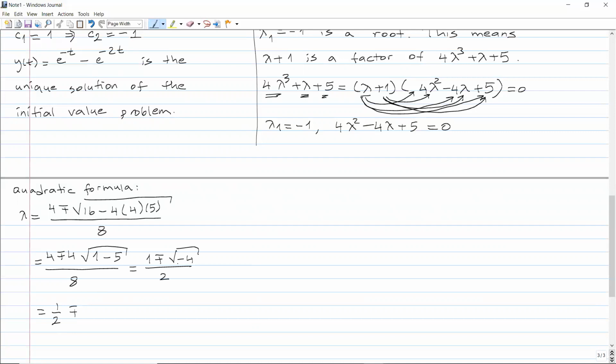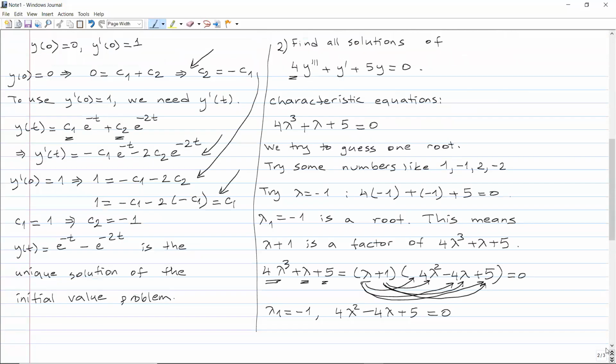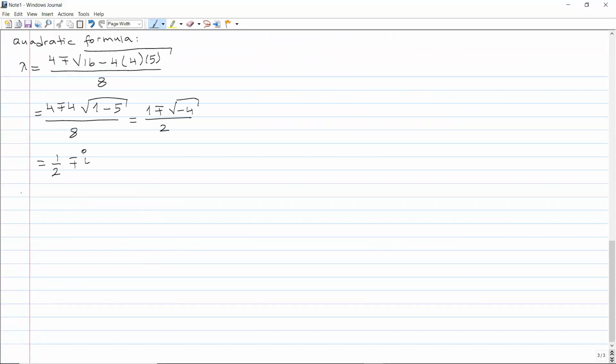Since we have a negative number under the root, we have the imaginary number i. Then square root of 4 is 2, divided by 2 gives you 1. So the other two solutions are complex. We have the second root, 1/2 plus i, and the third root, 1/2 minus i, which is the conjugate of lambda 2.